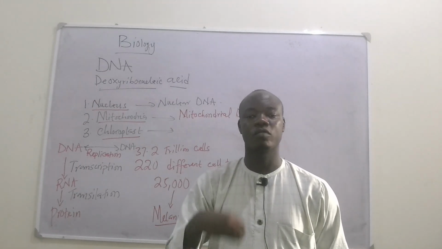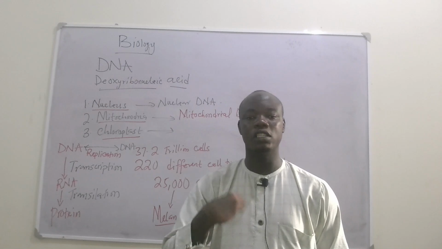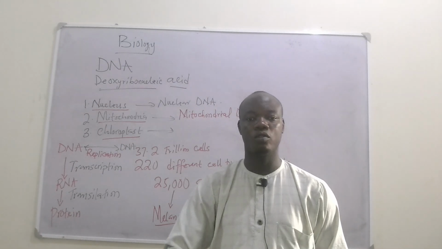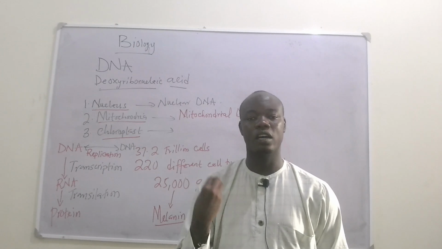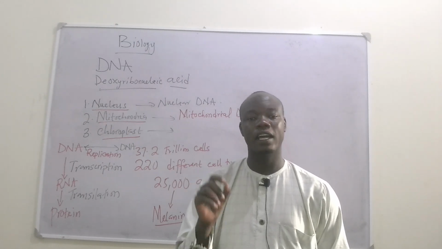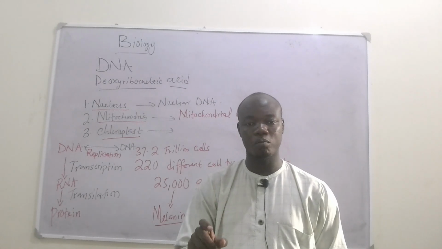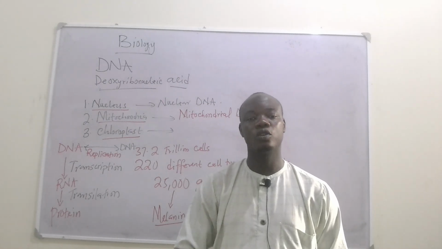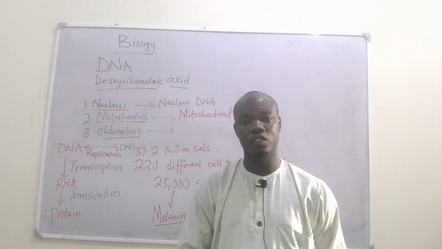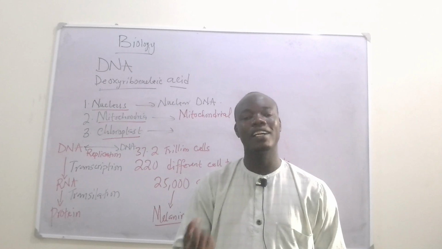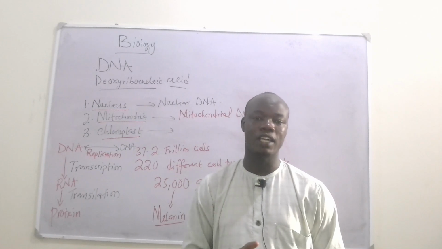So therefore, the central dogma of molecular biology is a process that involves gene expression. So DNA contains about 25,000 genes, and each and every gene in human beings has the potential to produce a particular protein. And the protein that is produced is what actually determines the activity of a particular cell.